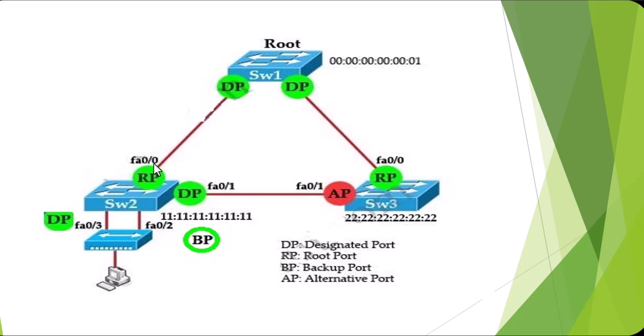So they will become the root ports, and on the segment between switch 2 and 3, because switch 2 has a lower MAC address than switch 3, it will advertise a better BPDU on this segment. So it will be the designated port, and FastEthernet 0/1 on switch 3 will be the alternate port.